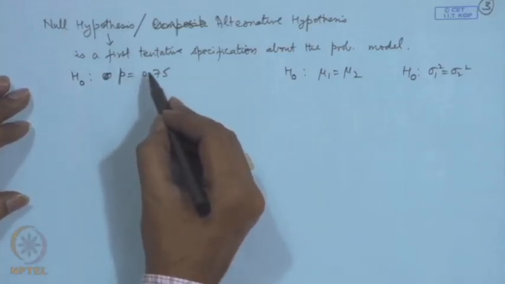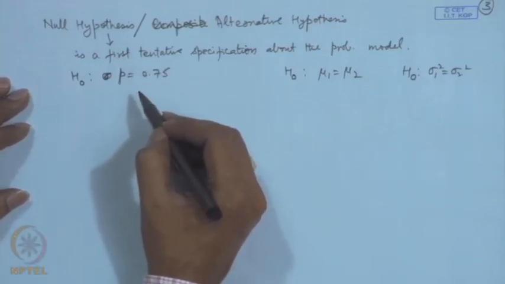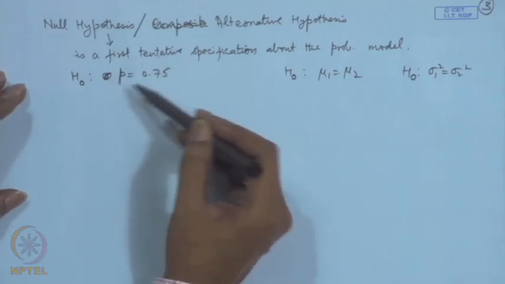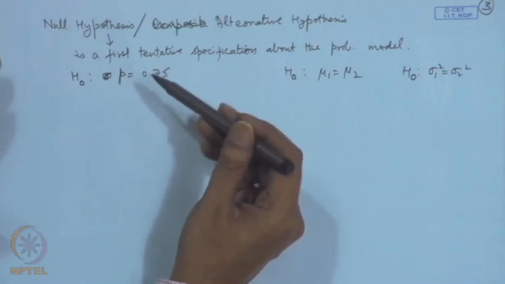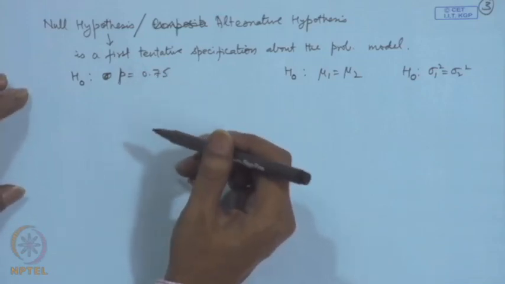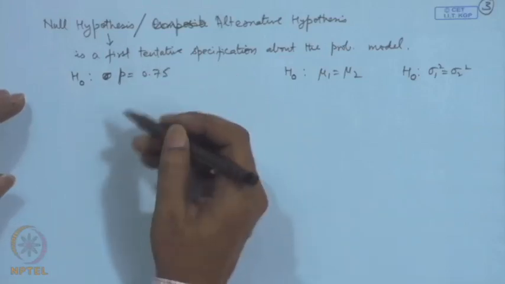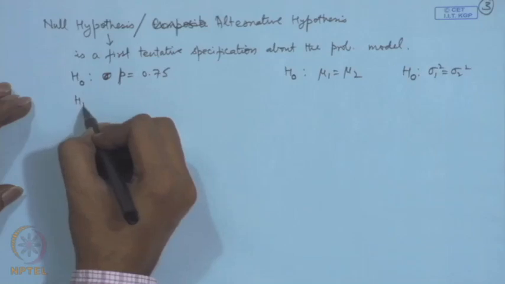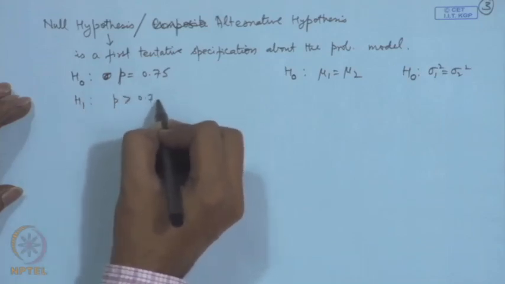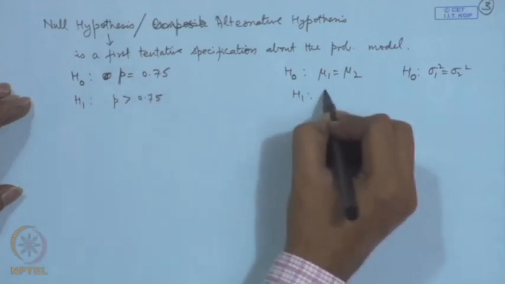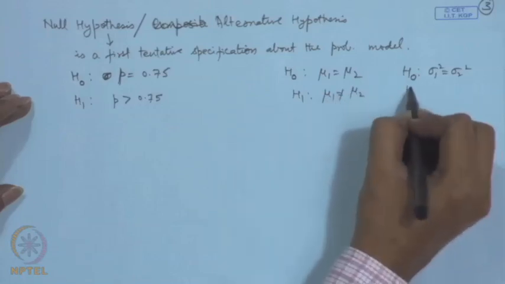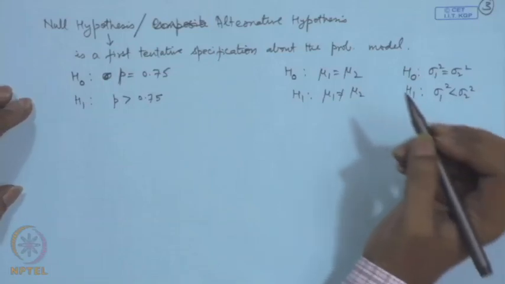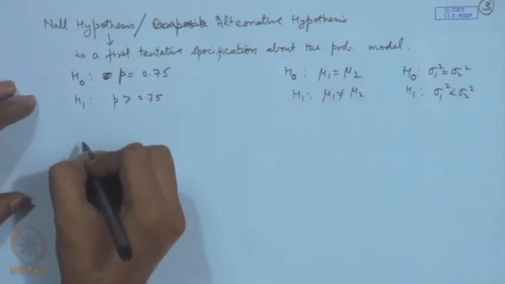Now, when we specify a null hypothesis, we also specify an alternative hypothesis to check that if this null hypothesis is rejected, then what is the other possibility. That specification of another hypothesis in contrast to the null hypothesis is called an alternative hypothesis. For example, in this problem we may say p is greater than 0.75, here we may say mu 1 is not equal to mu 2, here we may say sigma 1 square is less than sigma 2 square.